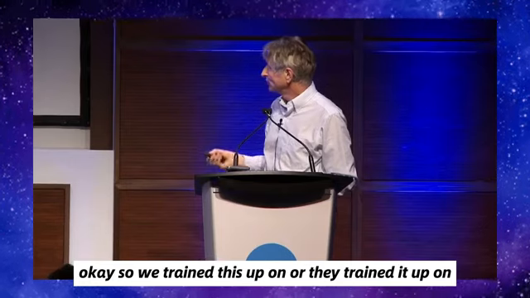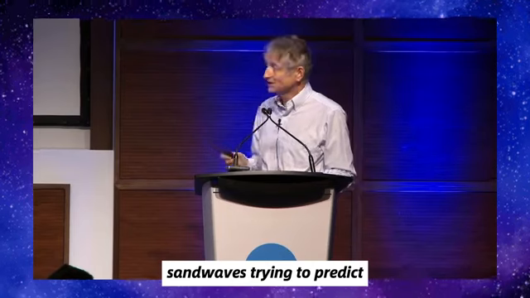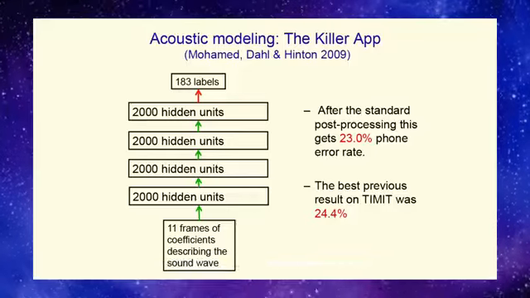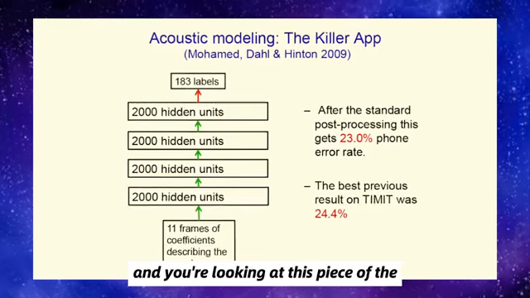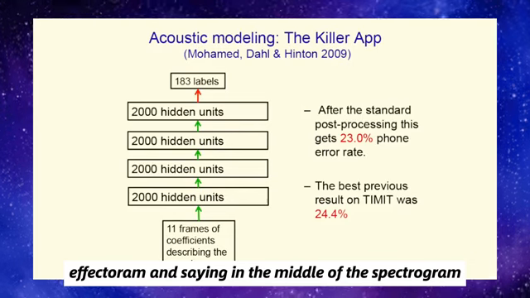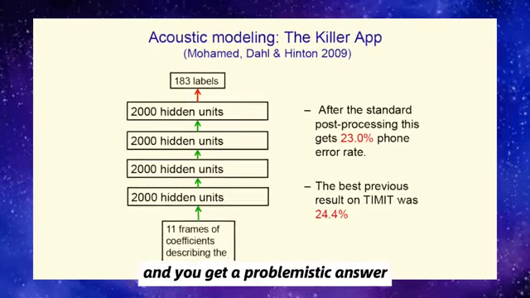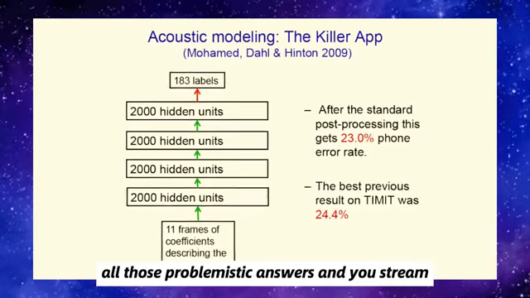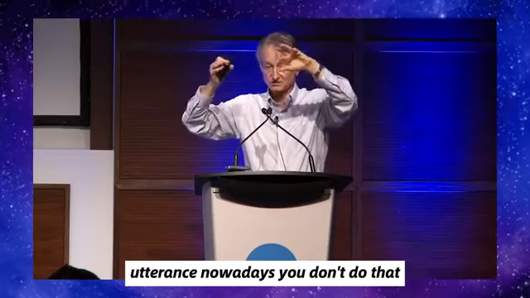OK, so they trained it up on sound waves, trying to predict which piece of which phoneme was being said. So imagine a little bit of a spectrogram, which is essentially what the bottom is. And you're looking at this piece of the spectrogram and saying, in the middle of the spectrogram, which piece of which phoneme is this guy trying to say? And you get a probabilistic answer. And then you take all those probabilistic answers and you string them together with something else to find a plausible utterance. Nowadays, you don't do that.